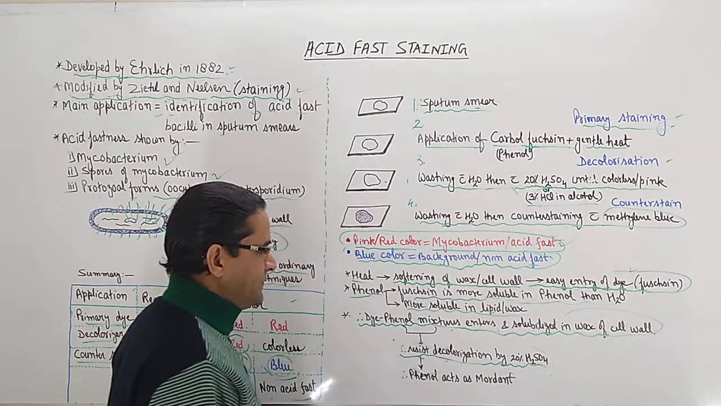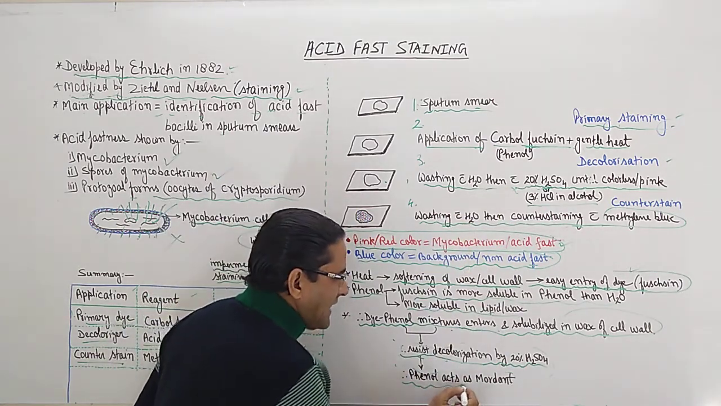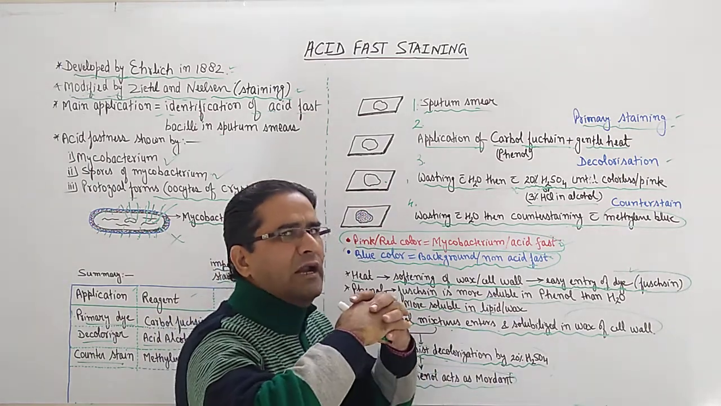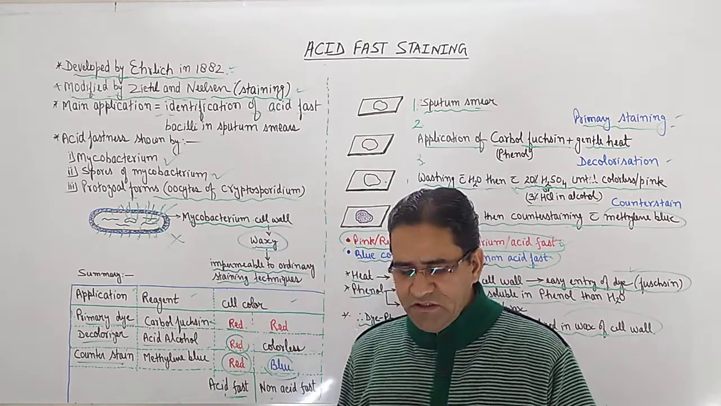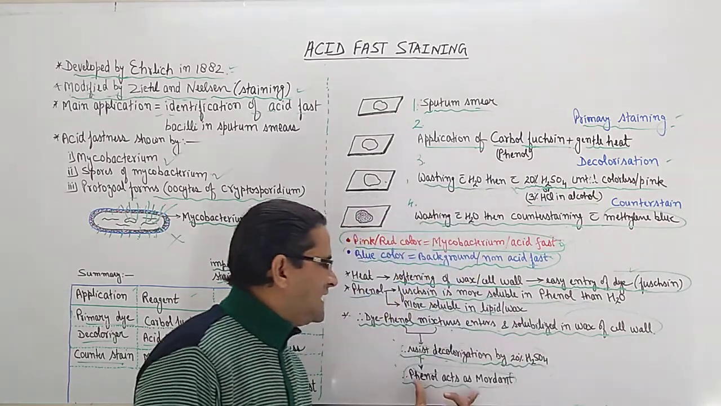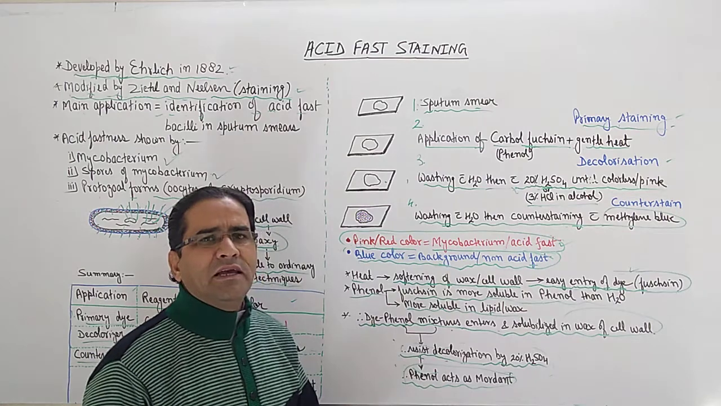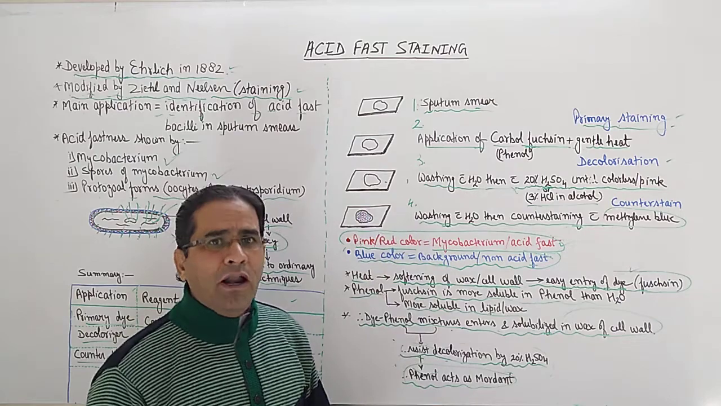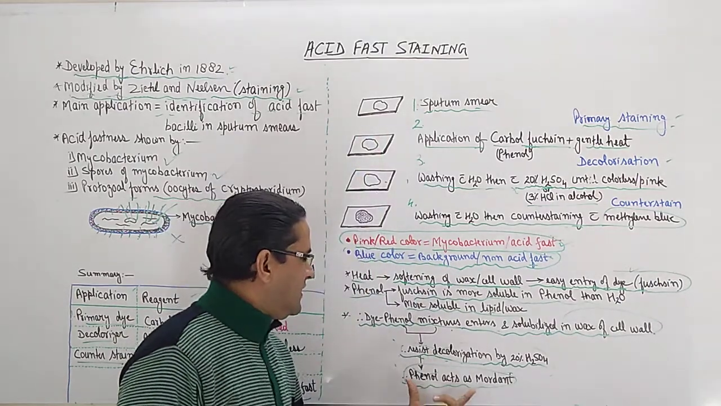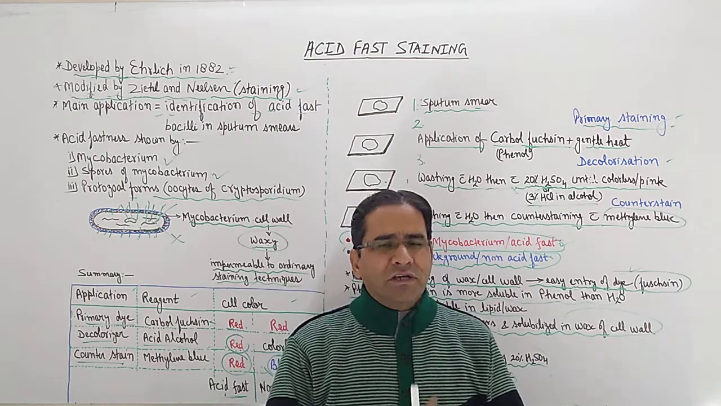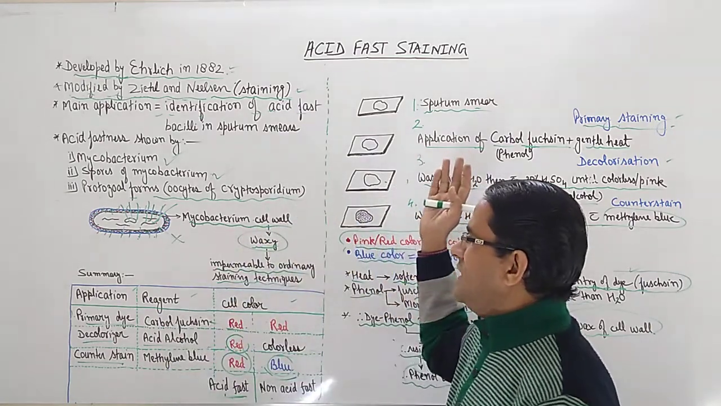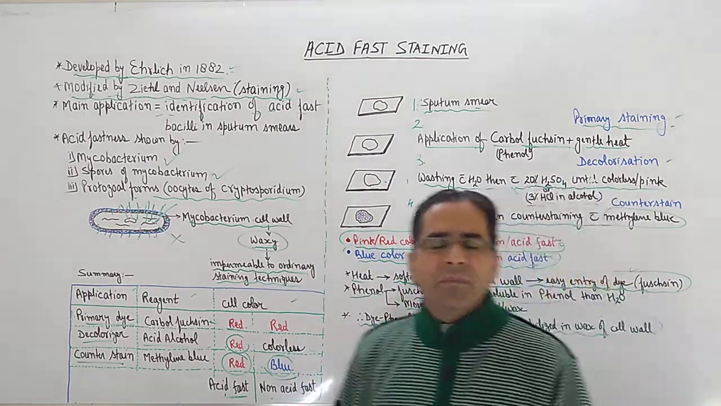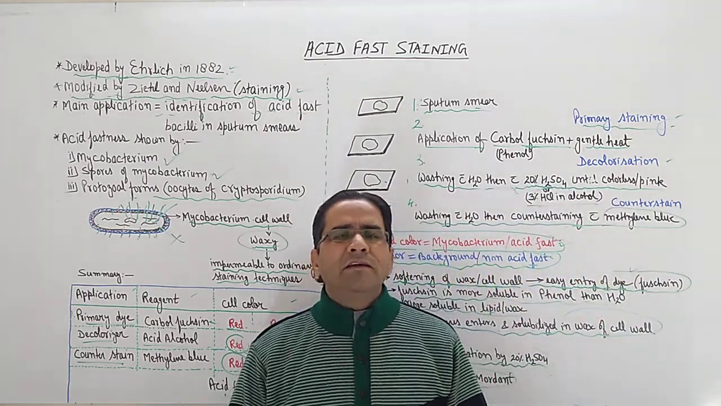This thing will not work. Therefore, phenol acts as a mordant. Means phenol helps in the firm binding of dye with the mycobacterium. So this is similar to what we have seen in the case of gram staining, where iodine acts as a mordant, while in case of acid fast staining, phenol acts as a mordant. So this is the story of acid fast staining and how acid fast staining is done and how results are interpreted. So this is how we'll keep on making things easy.